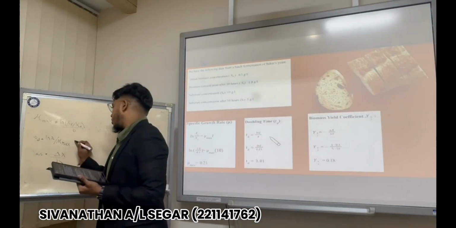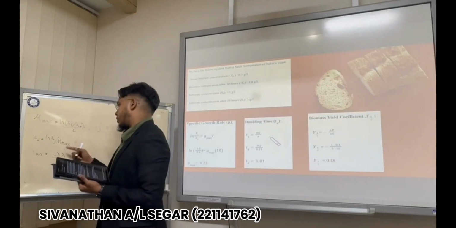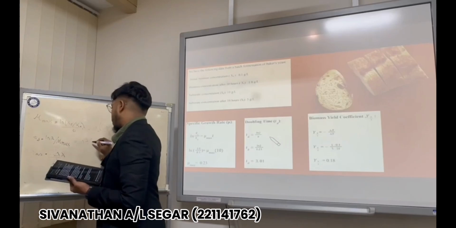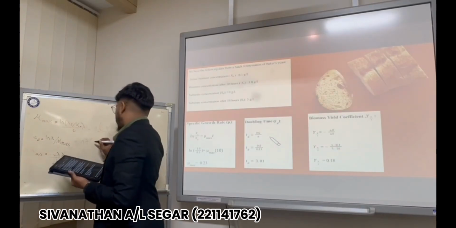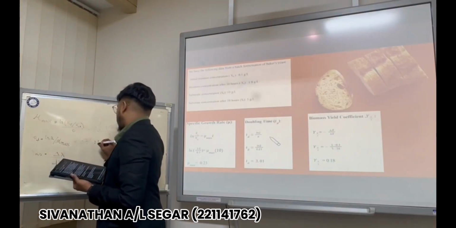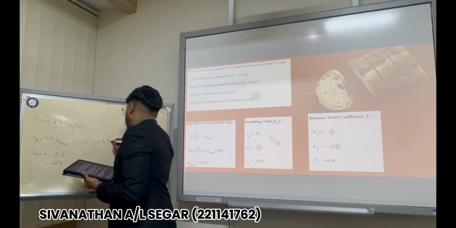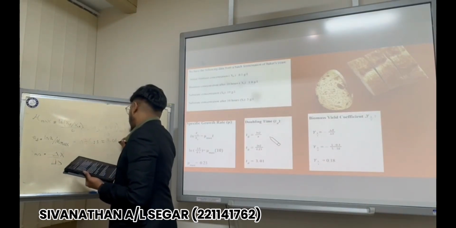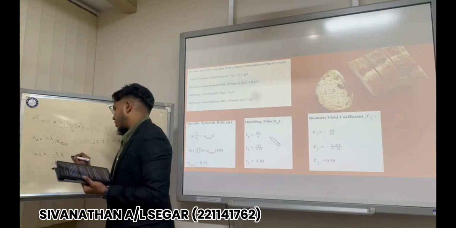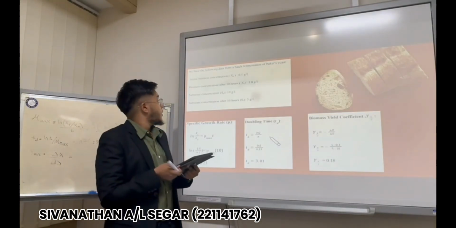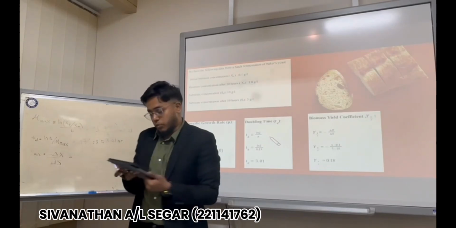And then same goes to the doubling time. As we already got our mu max, we should easily calculate our doubling time, which is ln 2 over mu max, which is 0.23, and the answer should be 3.01 hour.